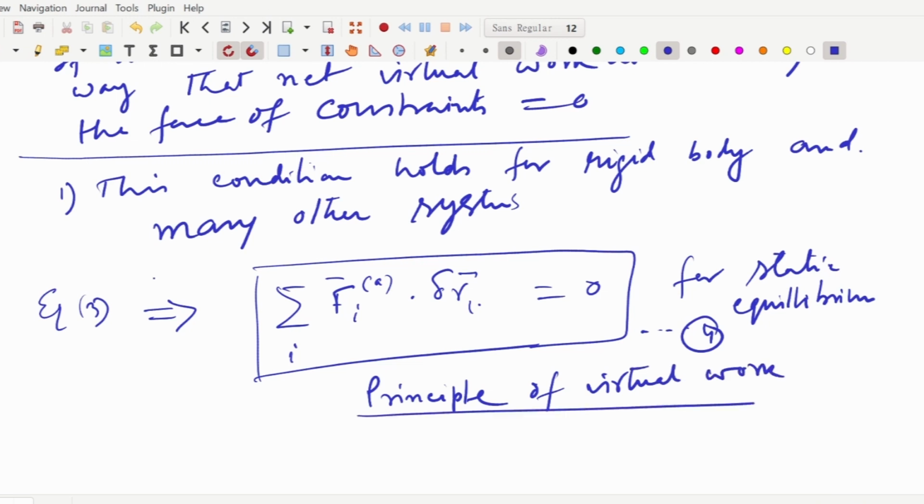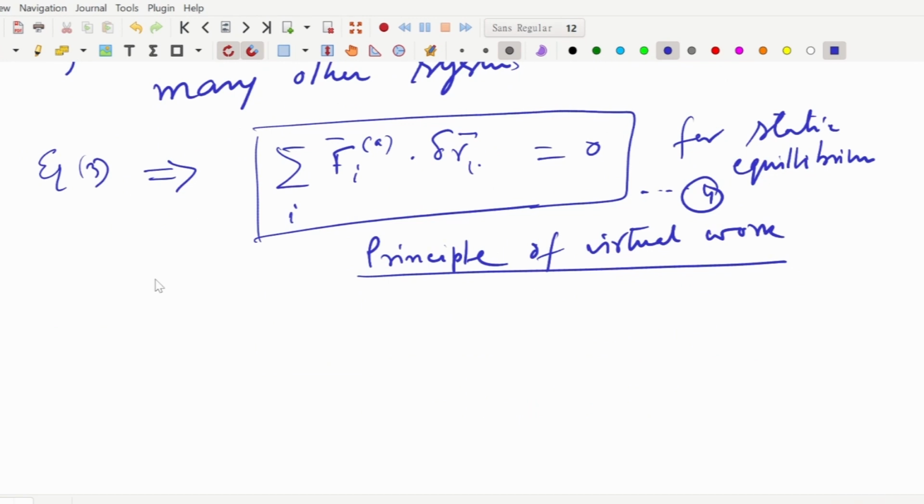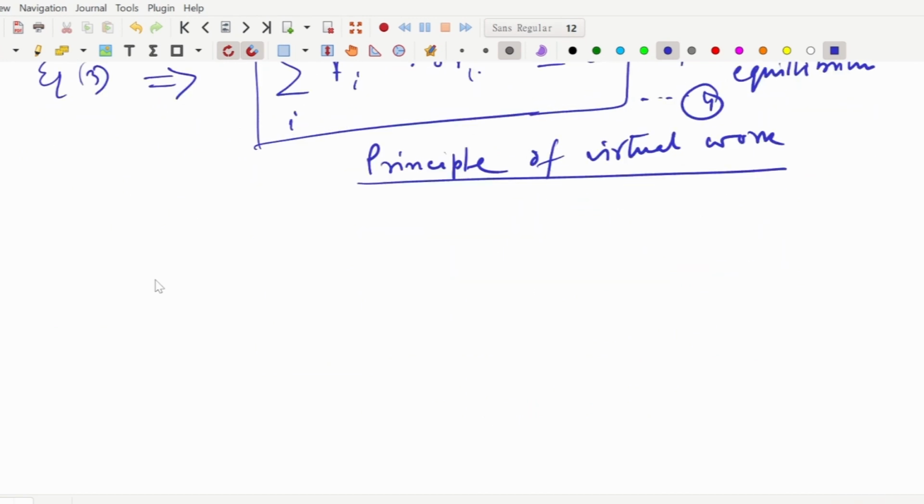So this is the principle of virtual work for the static system, for static equilibrium. We will later consider the dynamical system. But before that, let me give an example so that you can realize how the virtual work done by a force of constraint can be 0. Suppose a particle moves on the surface of a sphere.